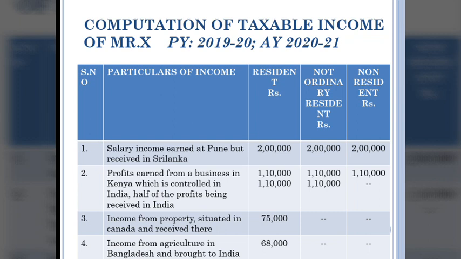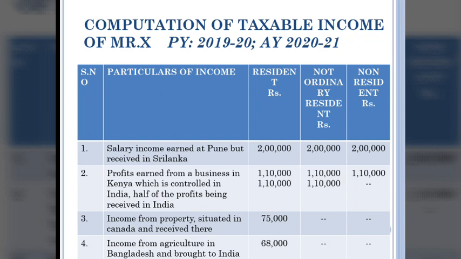X. You want to write in all the problems this previous year and assessment year. Now 2019-20 is your previous year and 2021 is your assessment year. What they have asked in the question, the same thing you write as the heading, computation of taxable income of Mr. X, previous year and assessment year you want to write.